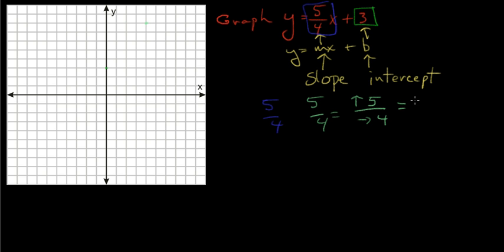Or if I want to, I can start here, and remember this is also equal to minus 5 over minus 4. So I can actually go down 5 and to the left 4. So let's see what that looks like. If I start here, I go 1, 2, 3, 4, 5 down, 1, 2, 3, 4 to the left. And so now I could actually draw a line, and let's make it a nice red line, through these 3 points.